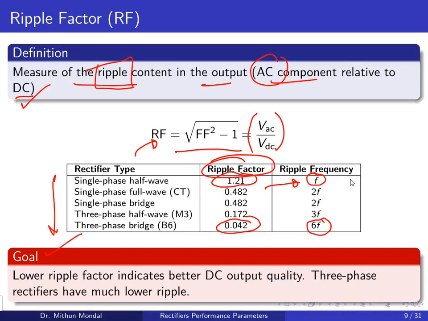So the goal that we have is a lower ripple factor, which indicates better DC output quality. Three phase rectifiers have much lower ripples. So the lower ripple factor indicates that the output has better DC quality.